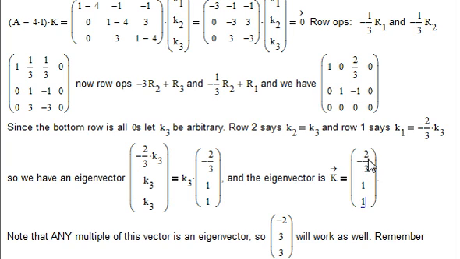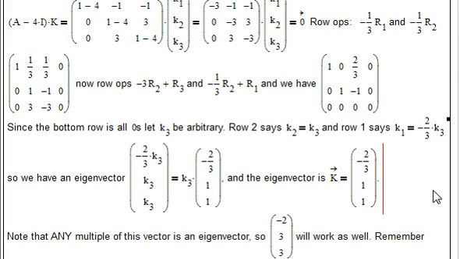Although you can make a good case for calling it negative 2, 3, and 3, because any constant multiple of an eigenvector is also an eigenvector. Oh boy, yeah, okay, that's kind of nice.